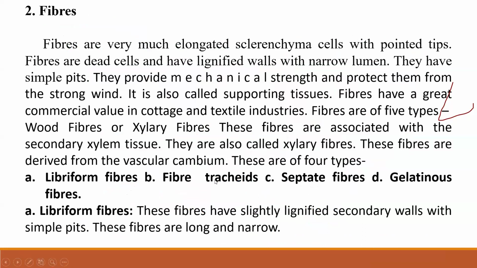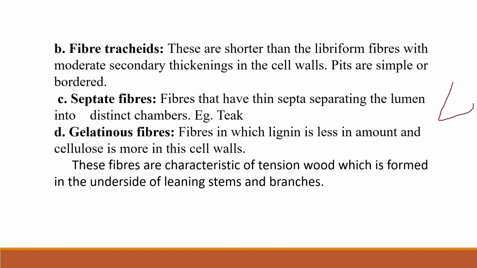Again, these fibers are classified into libriform fibers, fiber tracheids, septate fibers, and gelatinous fibers. Libriform fibers have slightly lignified secondary walls with simple pits. Second one is fiber tracheids. These are shorter than the libriform fibers with moderate secondary thickness. Whereas in the septate fibers, thin septa are present, which separate the lumen.